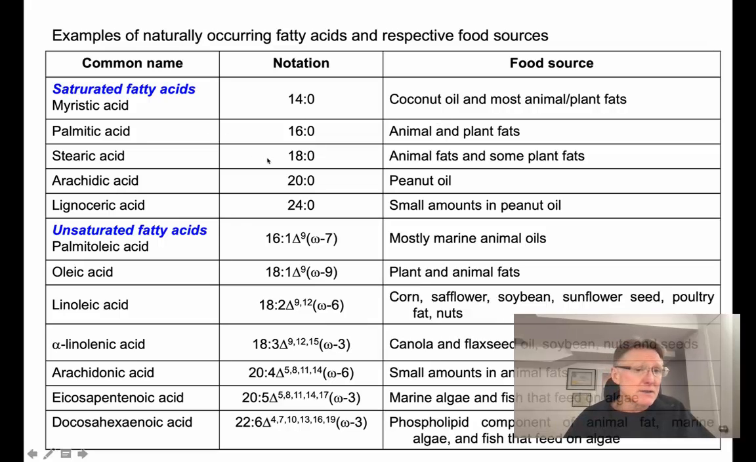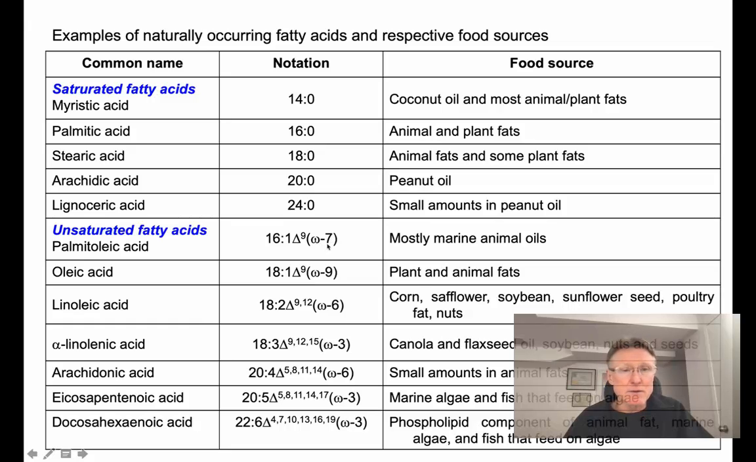And the same thing is true for unsaturated ones. As you can see here, now with the two nomenclatures, the delta and the omega ones, palmitoleic acid, which is an unsaturated fat, has 16 carbons and 1 double bond. It's at position 9 when you count from the carboxyl end. Now, if you count from the methyl end, this double bond would be located at carbon 7. So that's why, from the methyl end, it's called an omega-7.